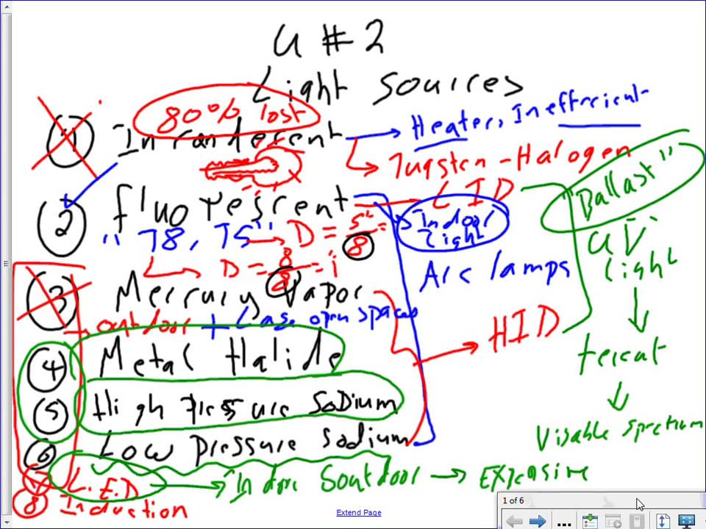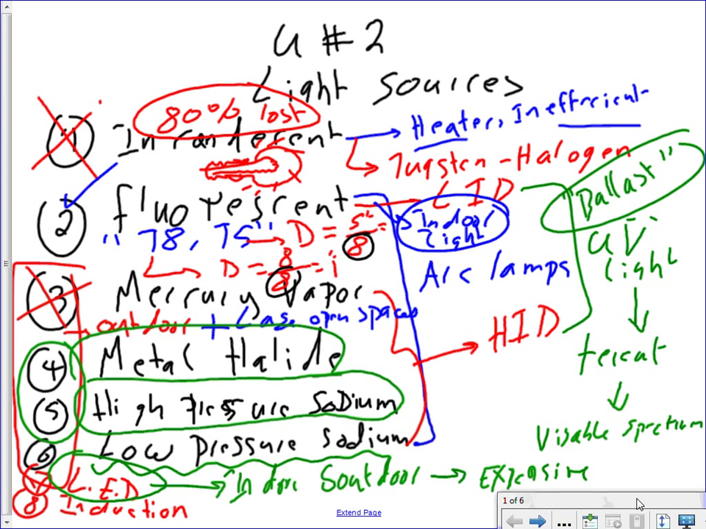Then fluorescent lamps, mercury vapor, metal halide, high pressure sodium, low pressure sodium, LEDs, and induction. These are the most common types of lighting for artificial lighting. Did you guys hear me? We have 1, 2, 3, 4, 5, 6, 7, 8 types of artificial lighting. These are the artificial lighting. You've seen them before. Let's start with the first one, incandescent lamps.